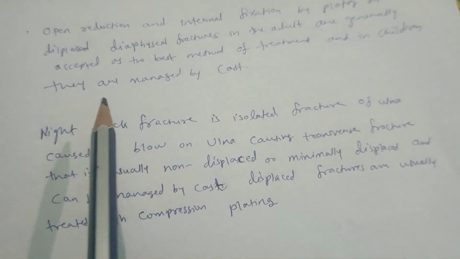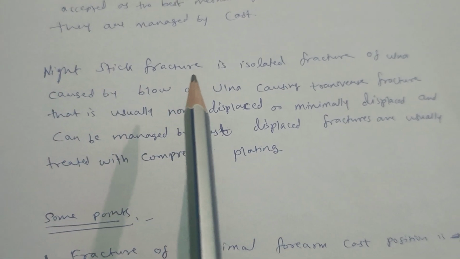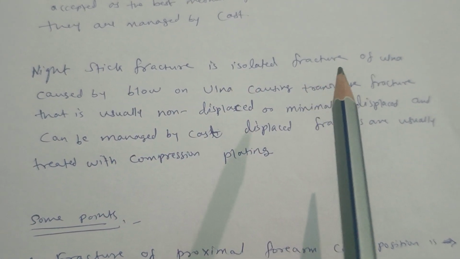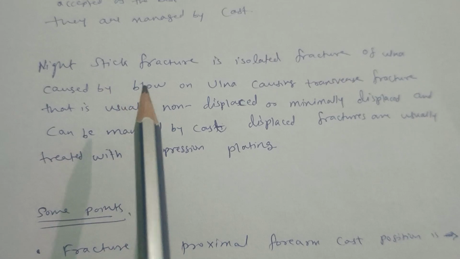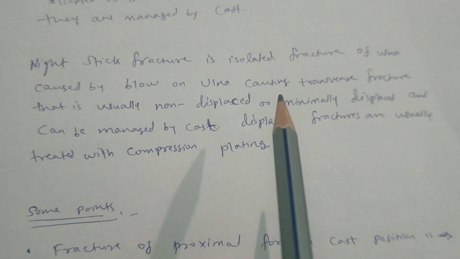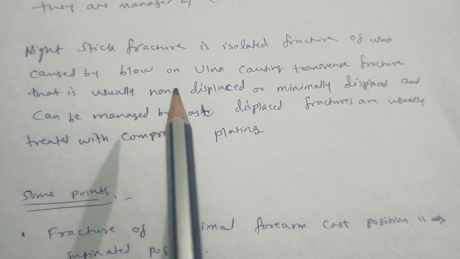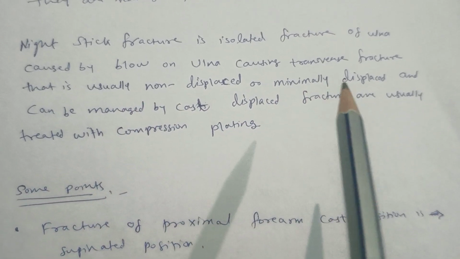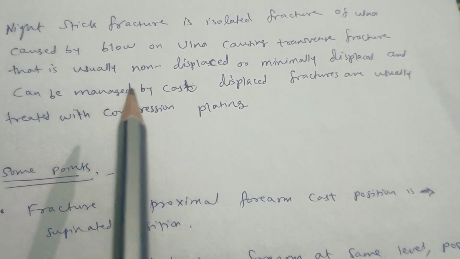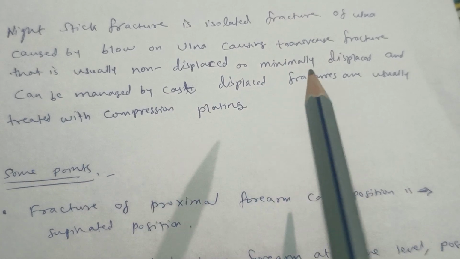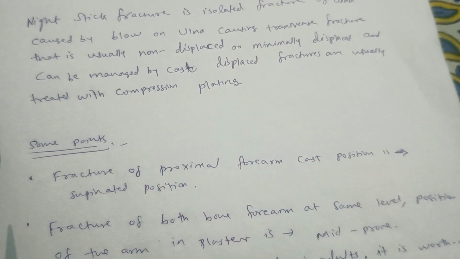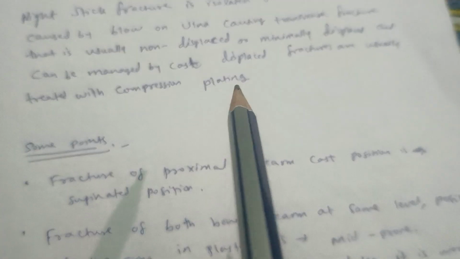Nightstick fracture is an isolated fracture of the ulna caused by a blow on the ulna, causing transverse fractures that are usually non-displaced or minimally displaced and can be managed by cast. Displaced fractures are usually treated with a compression plate.